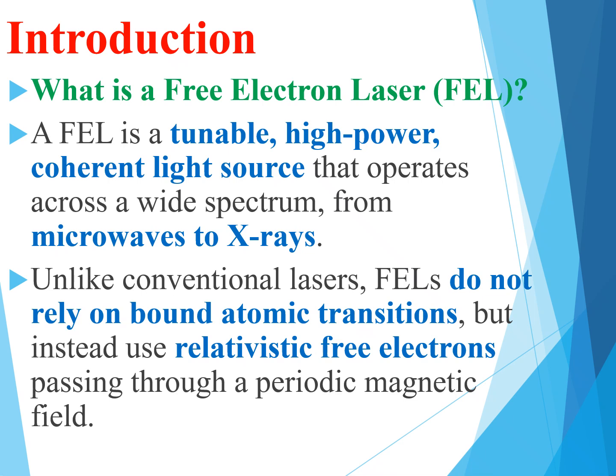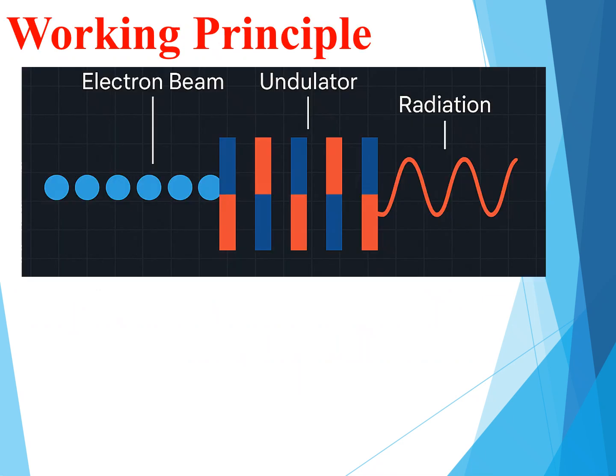Unlike conventional lasers, free electron lasers don't rely on bound atomic transitions, but instead they operate based on relativistic free electrons that pass through a periodic magnetic field. As you can see in this picture, a particle beam enters the undulators. Then in the undulators we can have generation of different light sources.